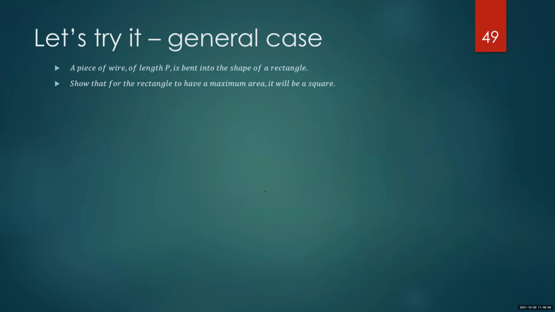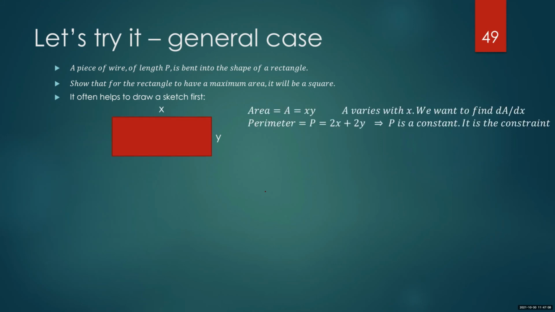I've just repeated the question here. It often helps to draw a sketch for optimization problems. So here's a very simple sketch. It's a rectangle, x and y. So the area is x multiplied by y. The area varies with x, and we want to find dA dx. The perimeter is 2x plus 2y. So the perimeter is a constant. It's the constraint.